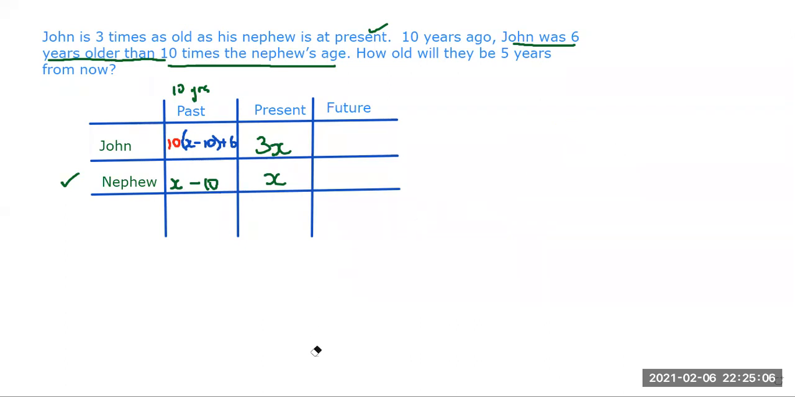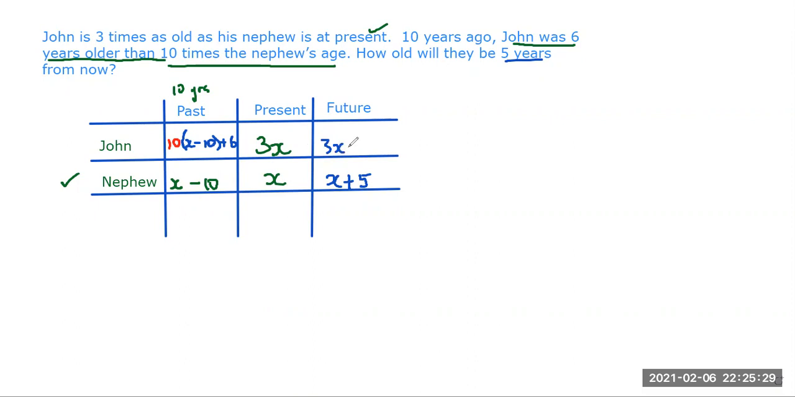You can always comment if you still don't understand. But let's move on to the future. Currently, the current age for the nephew is X. So 5 years from now, they ask us for the future. The nephew's age will be what? Well, if his age now is X, then 5 years from now will be simply X plus 5.